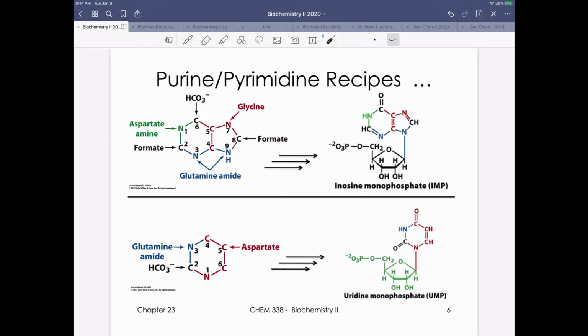So you do not need to know the details for this, but it's interesting to see all the different ingredients, if you will, and many of them are amino acids that we use to build lots of things in our body.